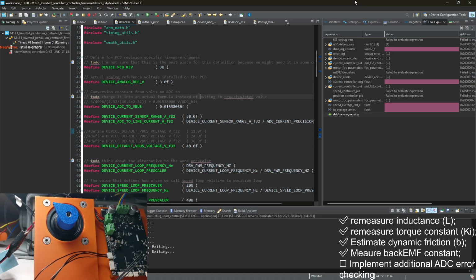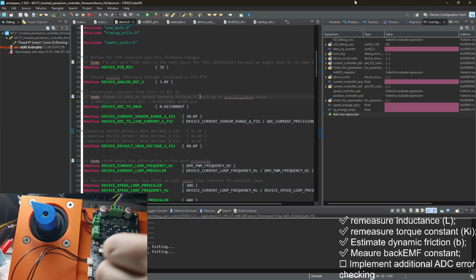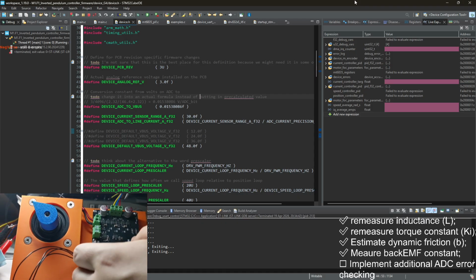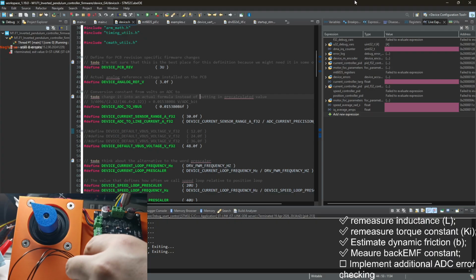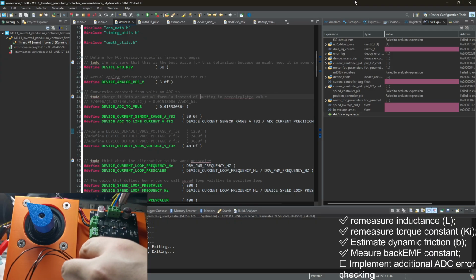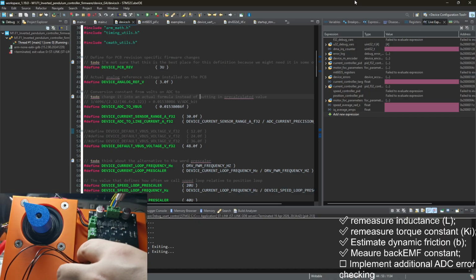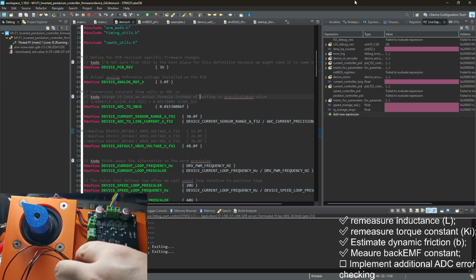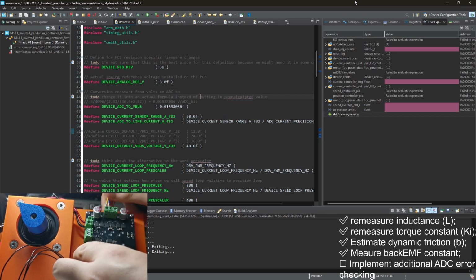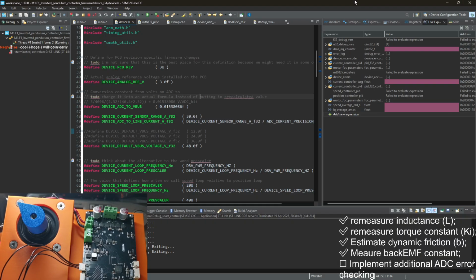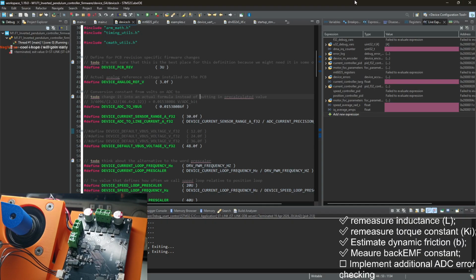So let's remove this. Follow if you want to see the stream tomorrow. I'm just saying. Okay. Let's remove this and that. Very nice, very nice. Let's attach back our main motor.